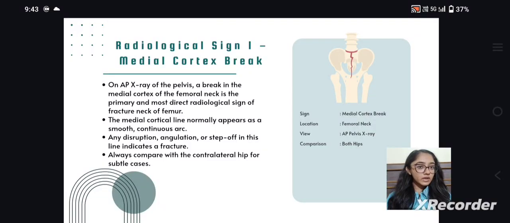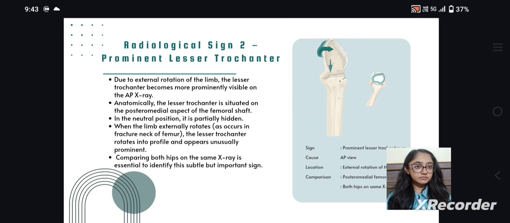On an AP view X-ray of the pelvis, a break in the medial cortex of the femoral neck is the primary and most direct radiological sign of fracture neck of femur. The medial cortical line normally appears as a smooth continuous arc. Any disruption, angulation, or step off in this line indicates a fracture. Always compare with the contralateral hip for subtle cases.